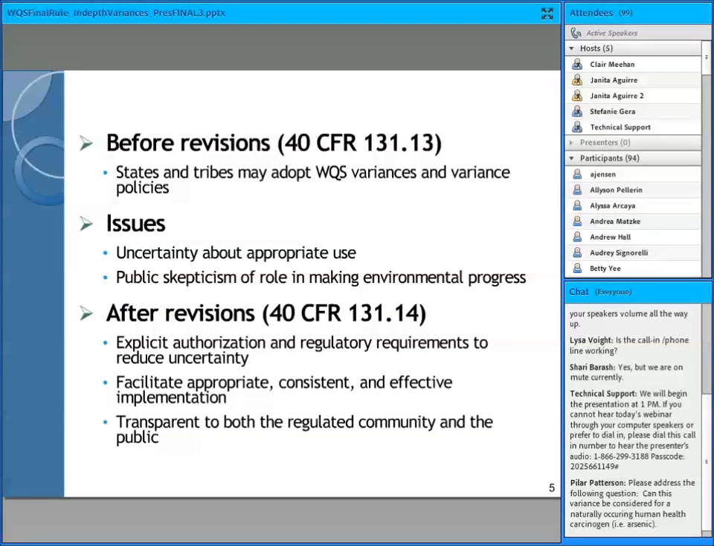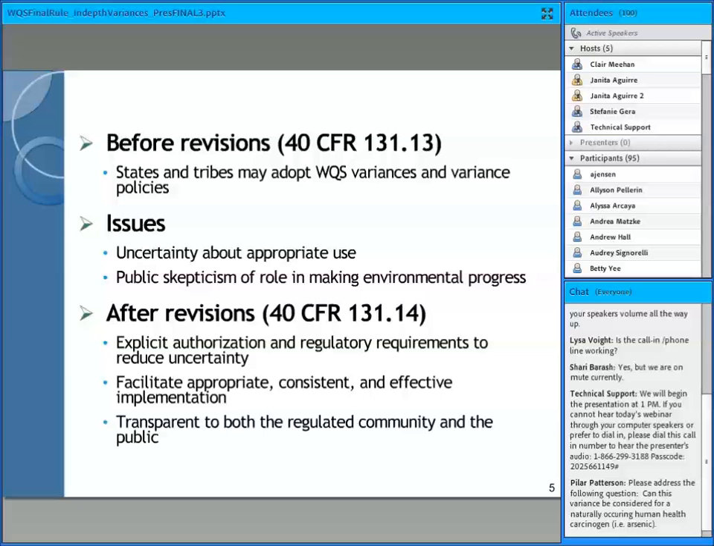The Water Quality Standards Regulation now contains an entirely new section at 131.14 dedicated specifically to water quality standards variances. This section of the regulation explicitly authorizes variances and includes requirements that will ensure the public has the opportunity for input on when, where, and how variances are used while providing regulatory certainty to states and tribes and the regulated community.